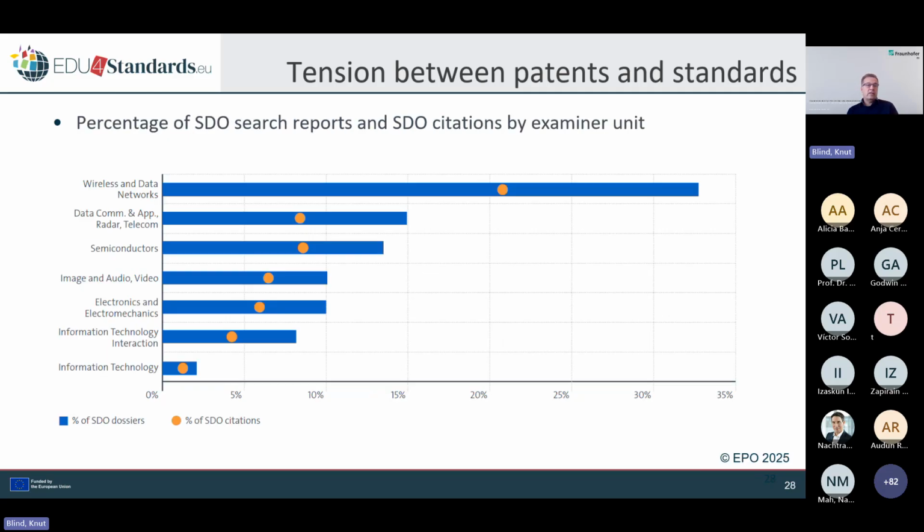Where does this take place? If you are not in these areas, then the linkage is not so relevant. But the domains are wireless data networks, I mean mobile communication, data communication applications, telecommunication, semiconductors, image and audio video, electronics, and then ICT, information and communication technology. But especially in the wireless area, you have to be really aware of this interface in your patenting activities, and also when you consider entering standardization activities.